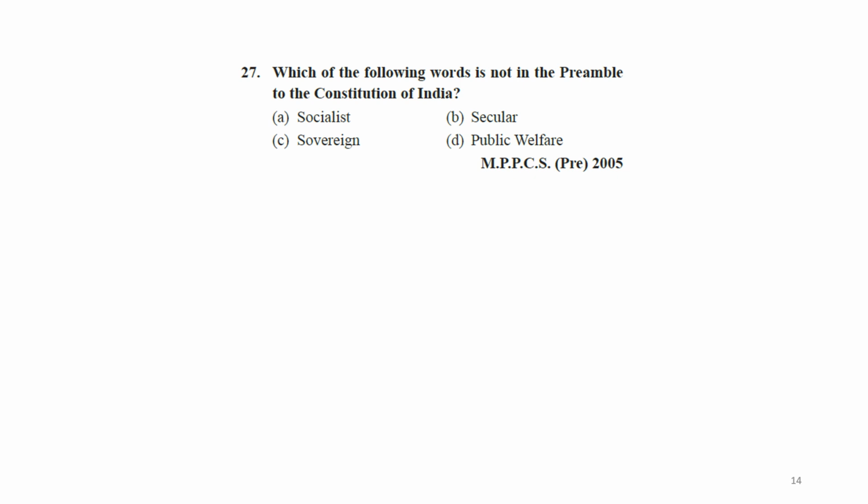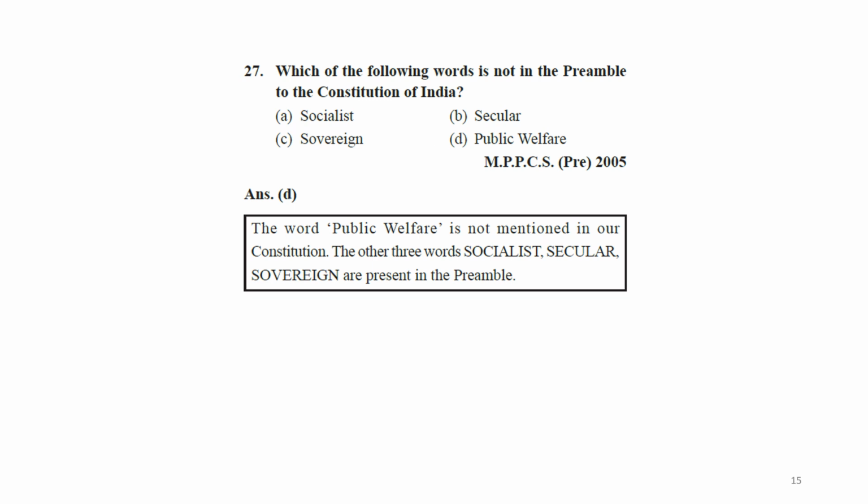Next, which of the following words is not in the preamble of the constitution? Socialist, secular, sovereign, public welfare. The answer will be D. The other three are given in the preamble: socialist, secular and sovereign. Public welfare is not given, so the answer is D.